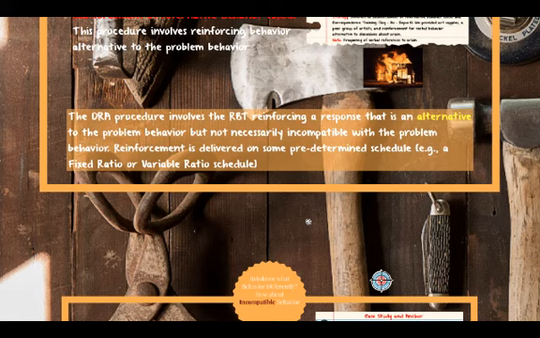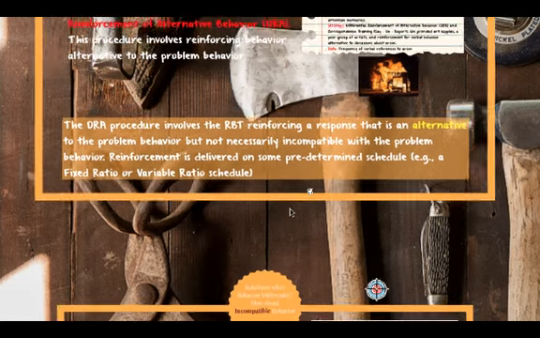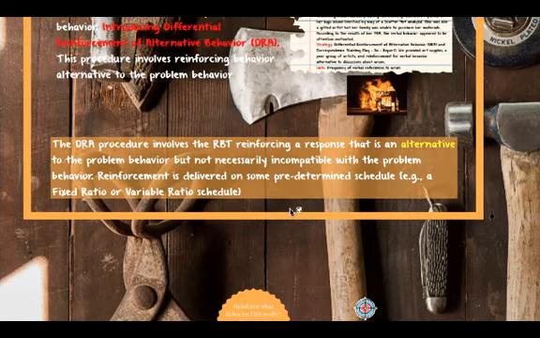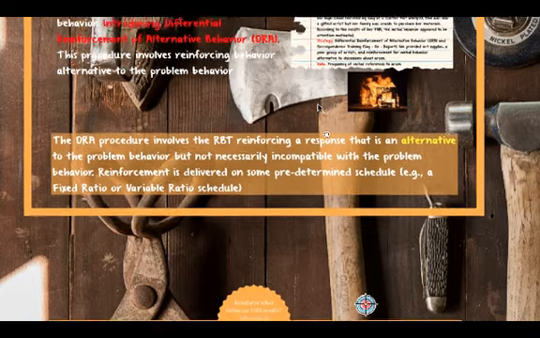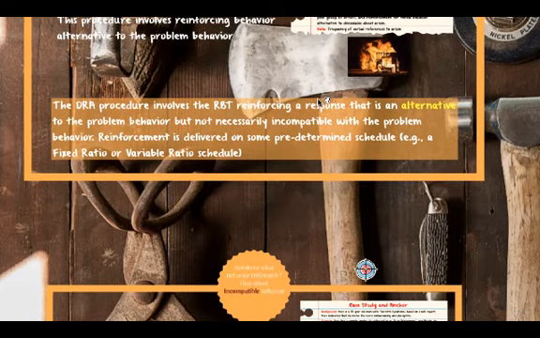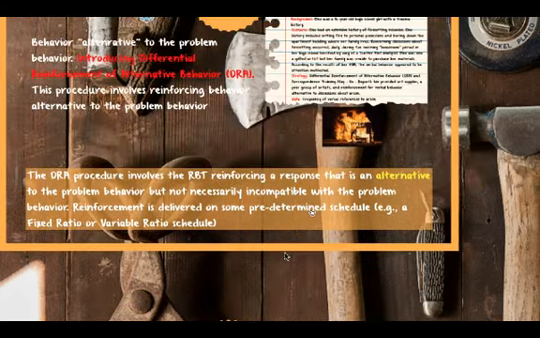So reinforcement is delivered on some predetermined schedule. Could be a fixed ratio, for example, or a variable ratio schedule, whereby the behavior is being reinforced after every X number of occurrences or after a varied number of occurrences. That's what fixed ratio means versus variable ratio.